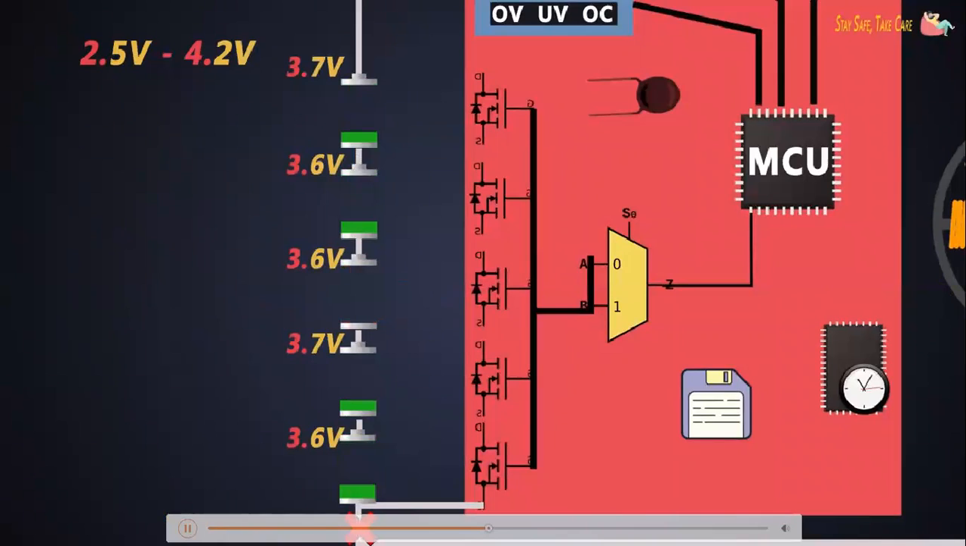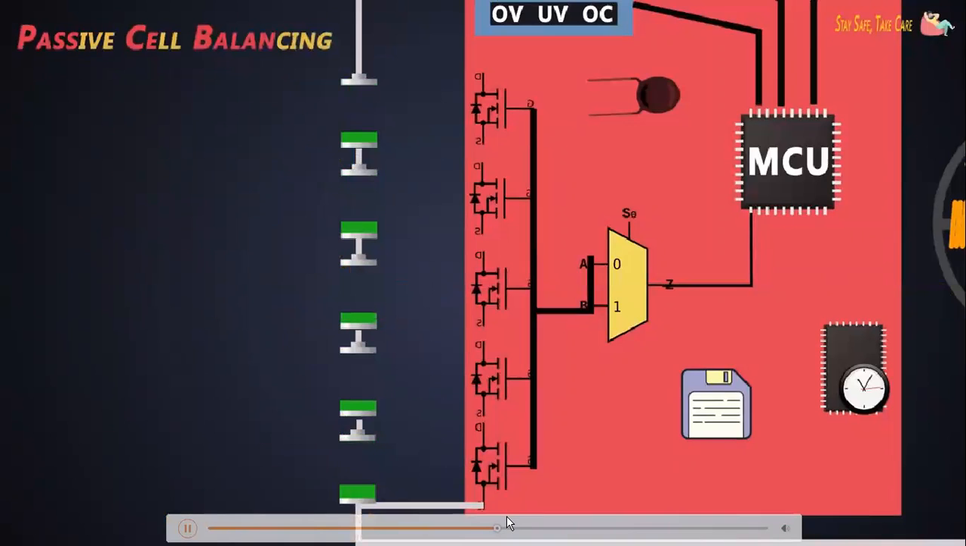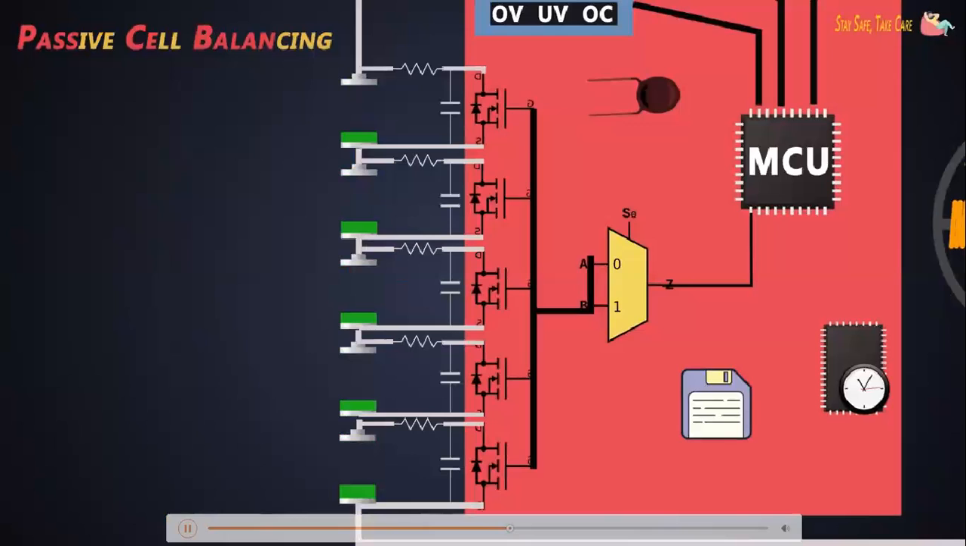This cell balancing is divided into two parts. The first one is passive cell balancing, and the second one is active cell balancing. In the passive method, a dummy load like a resistor is used to discharge the cell and equalize it with other cells. These resistors are known as bypass resistors.